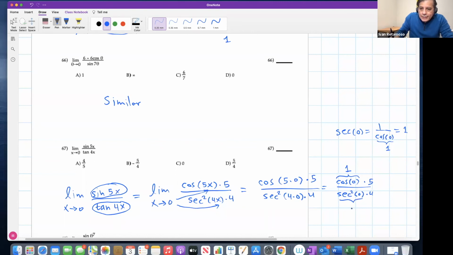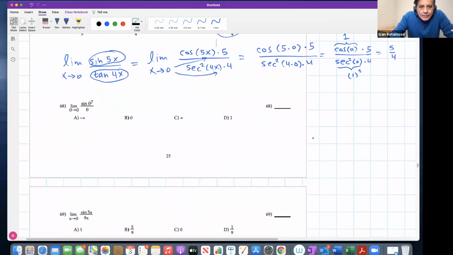So this will be 1 squared, so the 1 disappears. 5 over 4 should be what is left, right? So that should be the answer for 67. 4 over 5 or 5 over 4? Let's see. 5 over 4, I think. Yeah, 5 over 4. This one. Very good. Yeah, great.